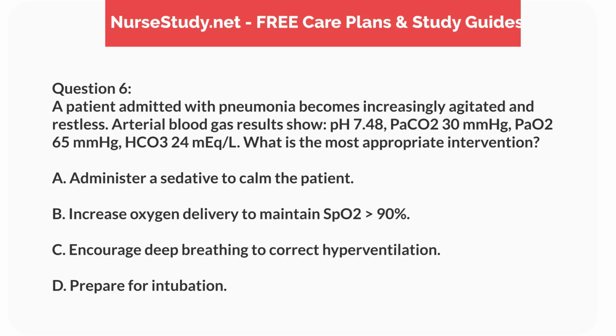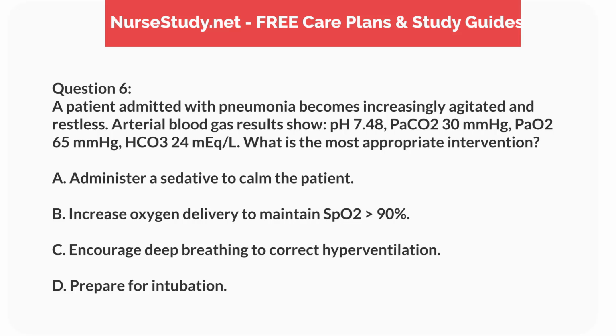Question 6. A patient admitted with pneumonia becomes increasingly agitated and restless. Arterial blood gas results show pH 7.48, PaCO2 30 mm of mercury, PaO2 65 mm of mercury, HCO3 24 milliequivalent per liter. What is the most appropriate intervention?